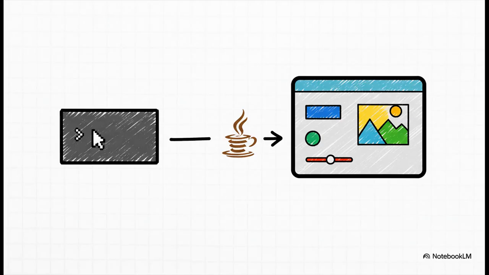Another huge thing Java did was help move programming out of the dark ages of just text on a black screen. It gave developers the tools they needed to build rich, graphical user interfaces, what we call GUIs. We're talking about all the windows, the buttons, the menus, basically everything we click and interact with on our computers every single day. We totally take it for granted now.